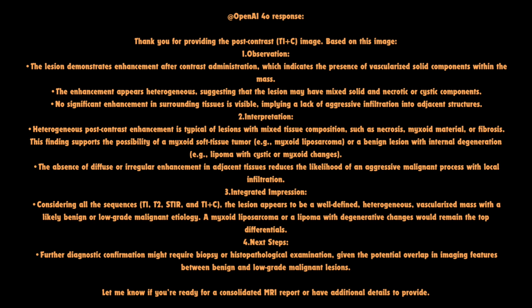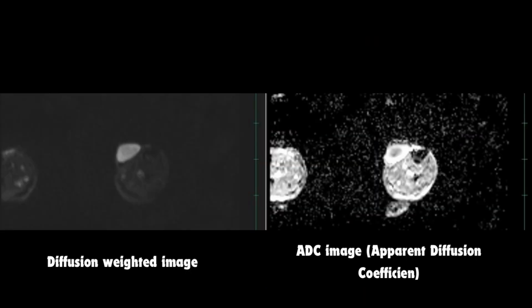So at this point, the AI had seen four images. Yeah, T1, T2, STIR, and post-contrast. And based on that, it narrowed things down to either a myxoid liposarcoma or a lipoma with myxoid changes. Okay, and those are both types of tumors that have fat and fluid. Which fits what we've seen so far. Right. But then came the diffusion-weighted imaging, or DWI. Yeah. And the ADC map.